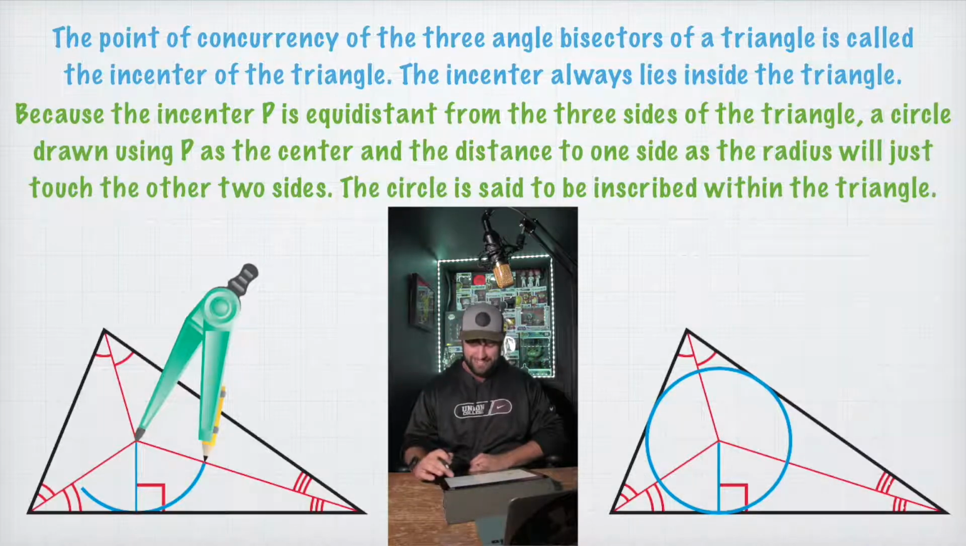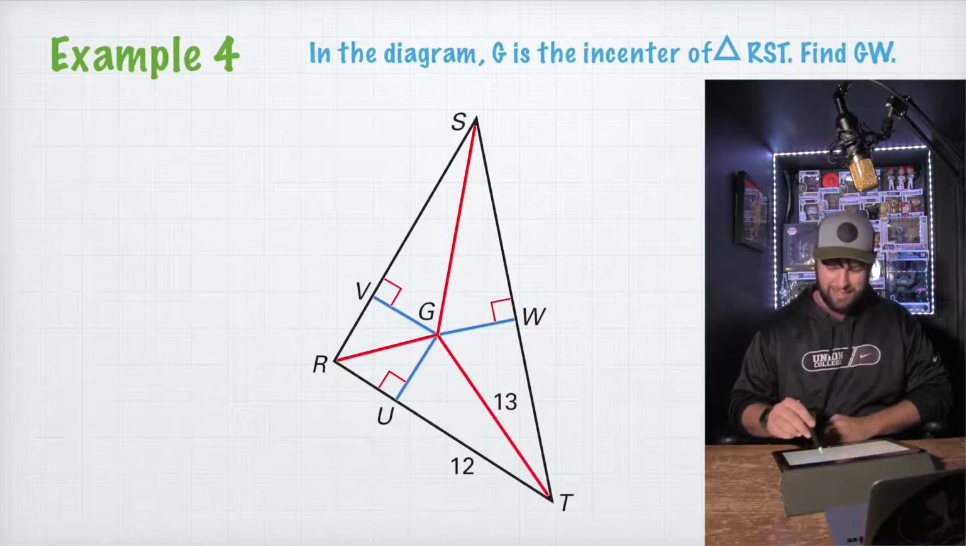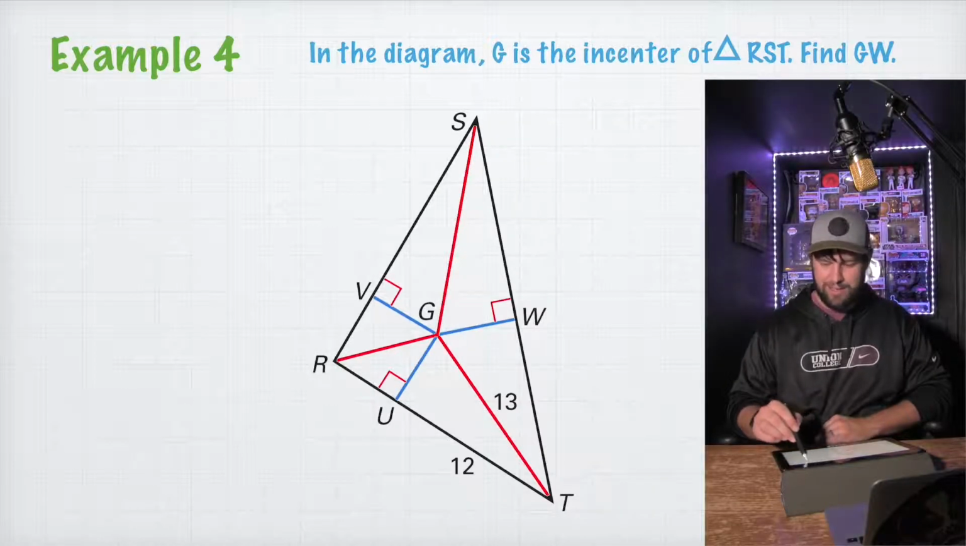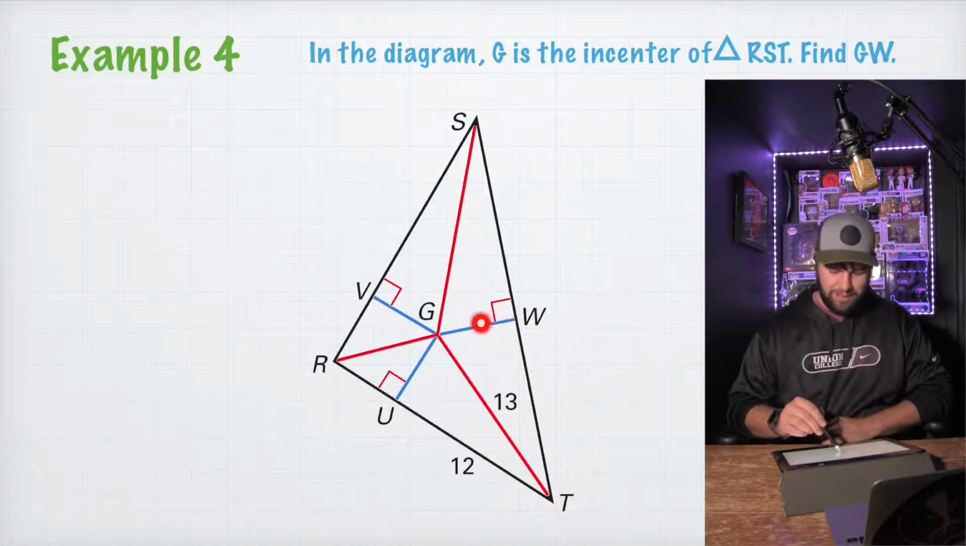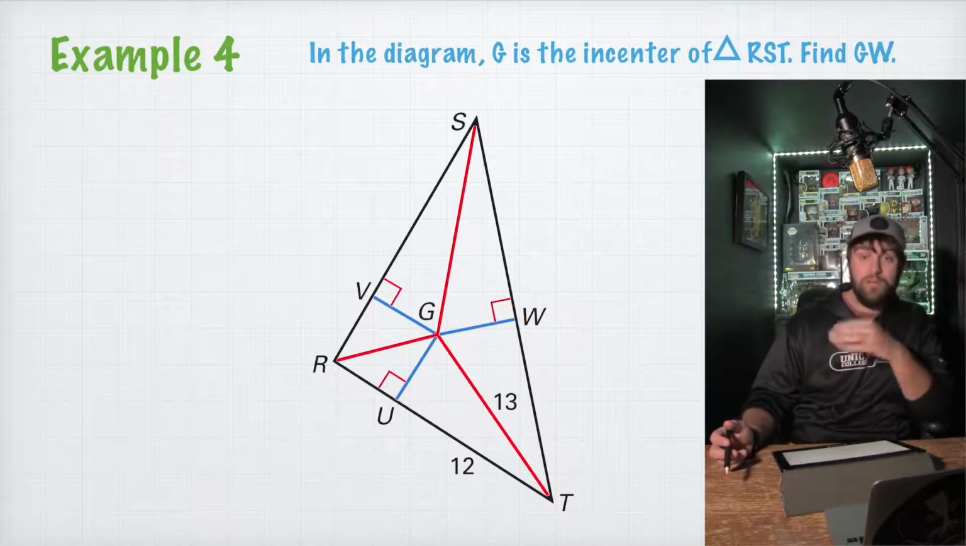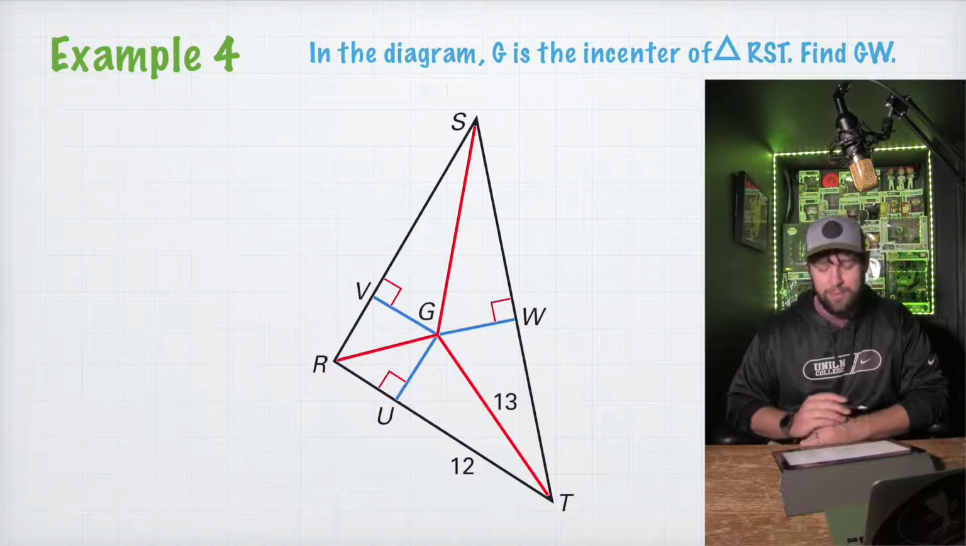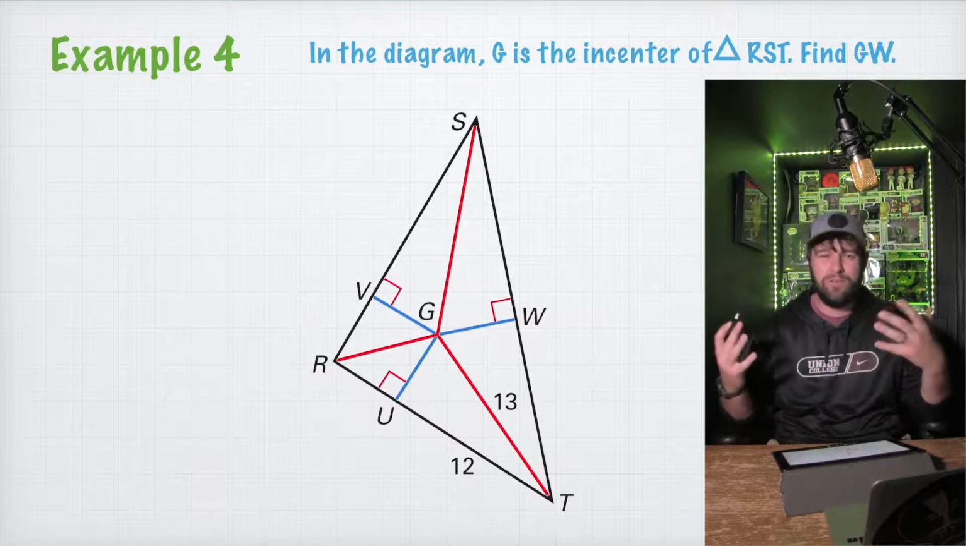So let's keep going. Example 4. In the diagram, G is the incenter of triangle RST. Find GW. So they want us to find this, and we know that G is the incenter, meaning that all three of these blue lines will be equal. Well, when you look at this, the problem is finding the length of GW is kind of like, how are we going to do that?